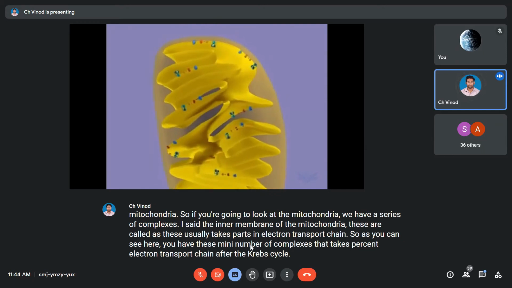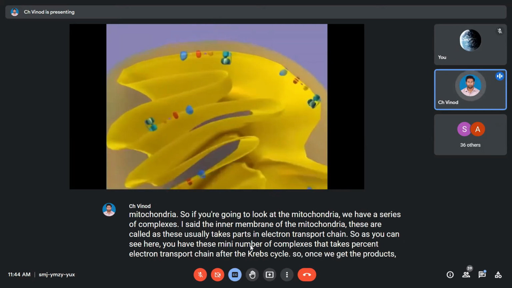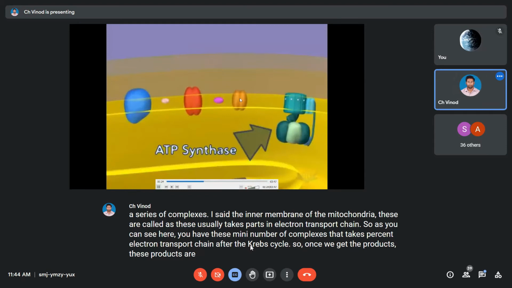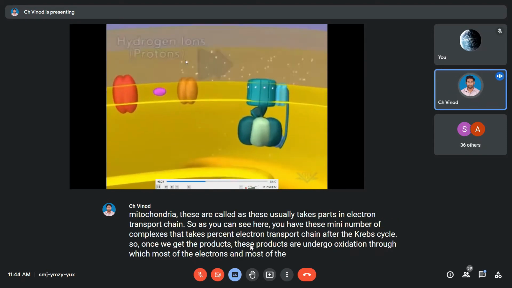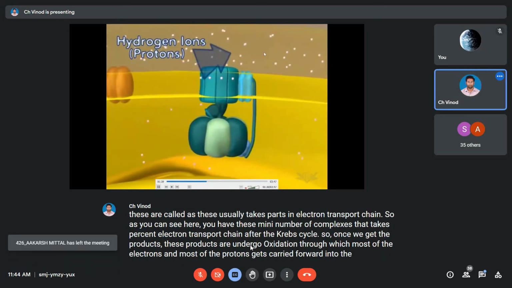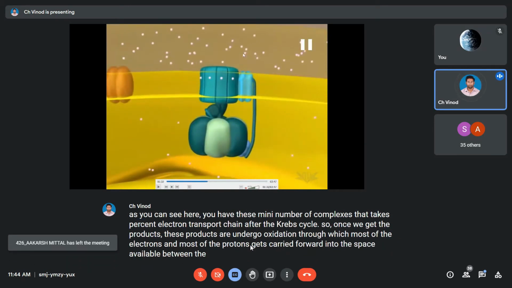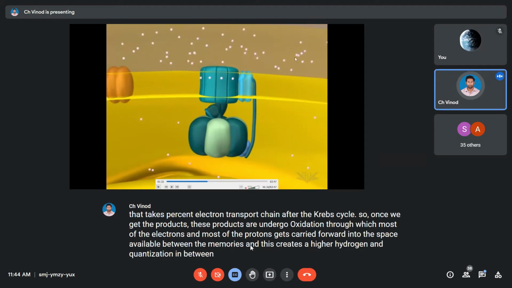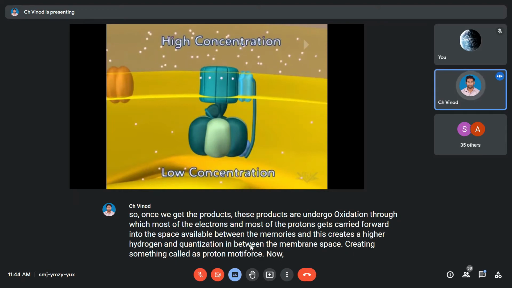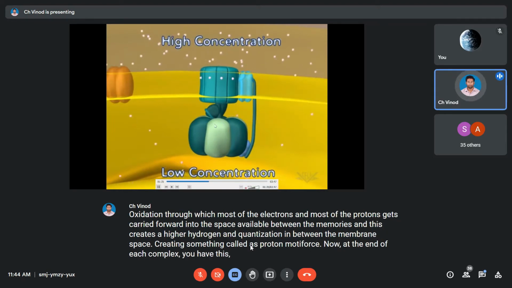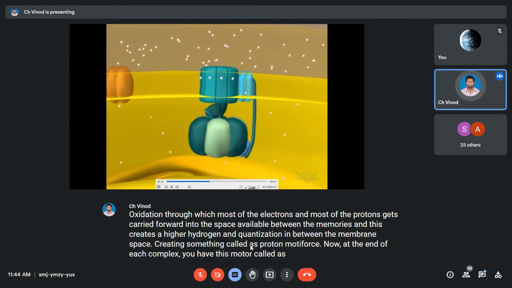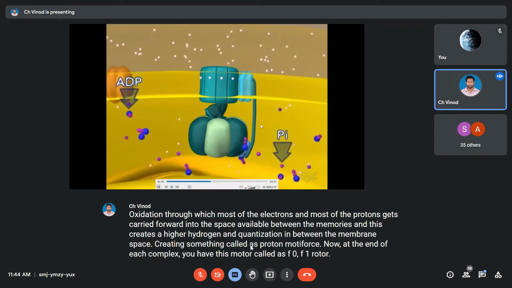Once we get the products, these products undergo oxidation, through which most of the electrons and most of the protons get carried forward into the space available between the membranes. This creates a higher hydrogen ion concentration in the membrane space, creating something called proton motive force. Now, at the end of each complex, you have this motor called F0, F1 rotor ATP synthase.